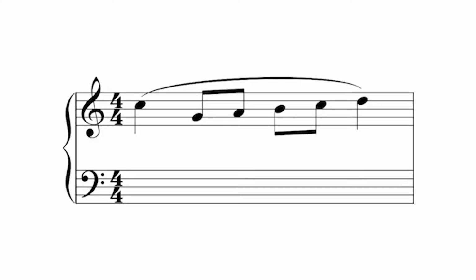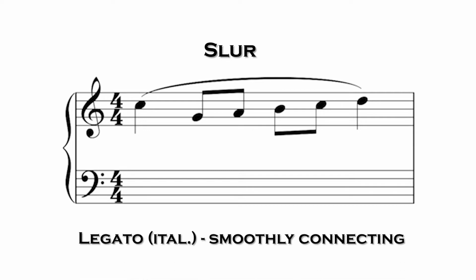In music, there is also another curved line symbol that looks like a tie. The difference is that it can go over or under one or more notes of different pitch. In this case, it is called a slur and means to play these notes legato, or smoothly connecting.